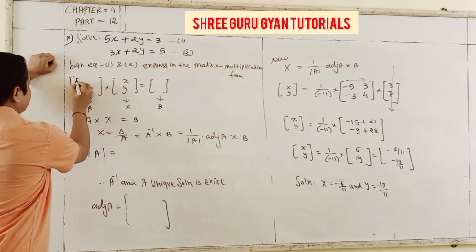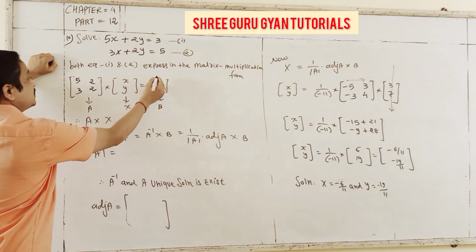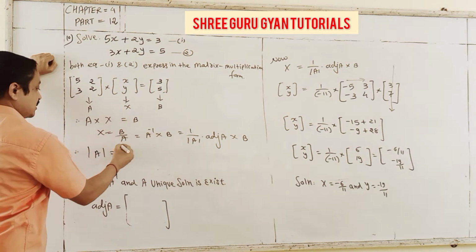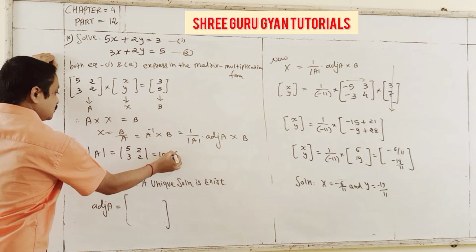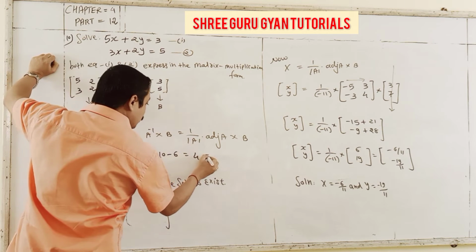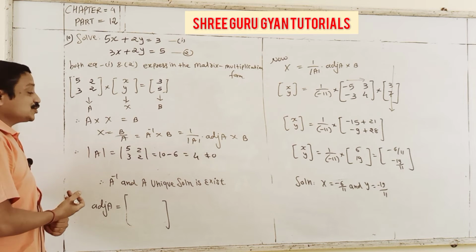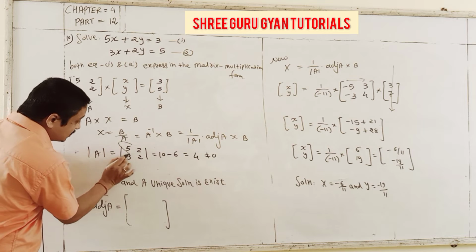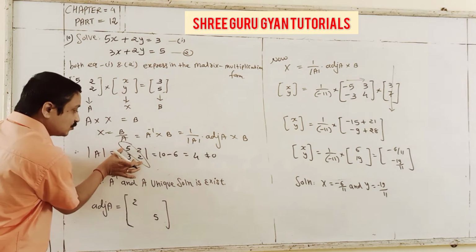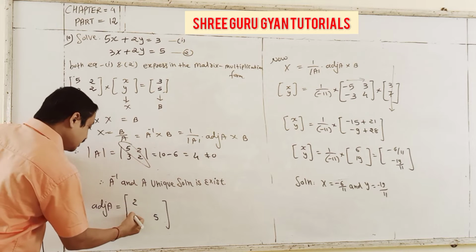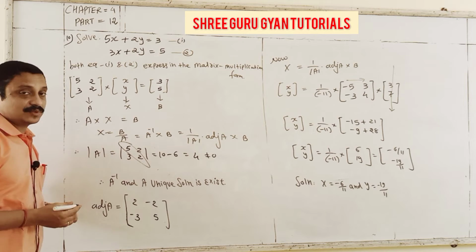First of all, here 5, 3 and 2, 2, same as here 3, 5. The others are the same. Determinant A: 5, 3, 2, 2. 5 times 2 is 10, 3 times 2 is 6, we get 4, non-zero. So A inverse exists and a unique solution exists. Now adjoint of A, only the principal diagonal interchanges. Here 2, 5 interchange into 5, 2. And minus 3, minus 2. Students, as it is, minus 3, minus 2.